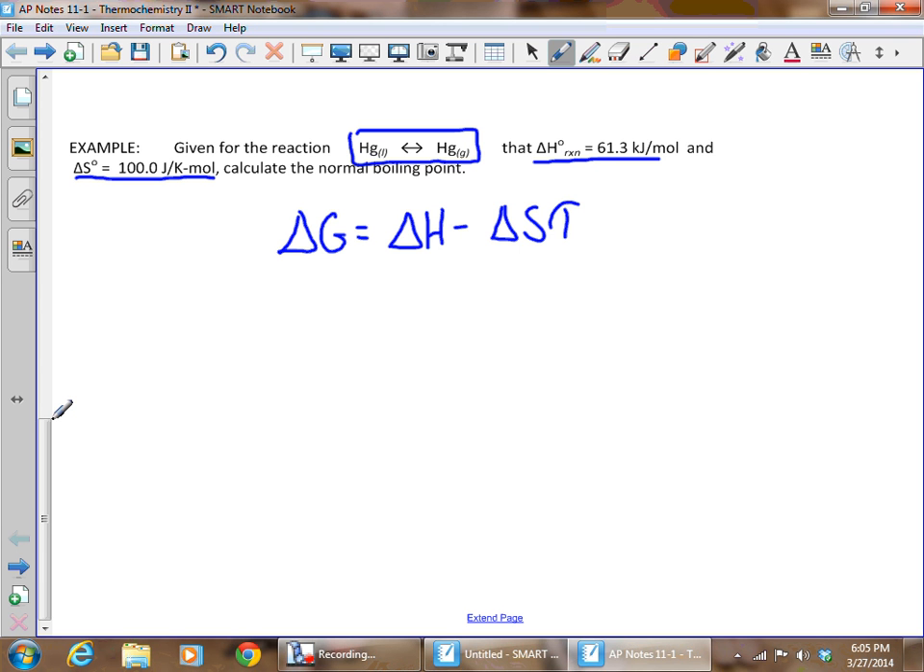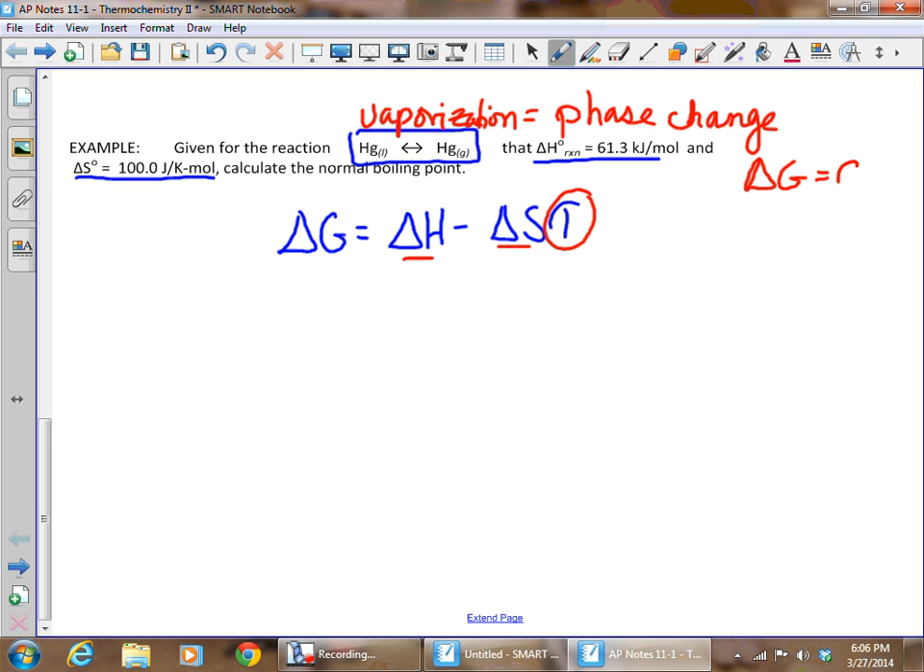When we look at this problem, we see that we're given a delta H value, we're given a delta S value, and we're asked to find the boiling point or temperature. However, the problem is that we don't have a delta G value. Or do we? Look back up at our reaction, and we see that going from liquid to gaseous mercury is simply vaporization. Vaporization, remember, is just a phase change, and looking above in our notes, we see that if we have a phase change, what is delta G? 0.